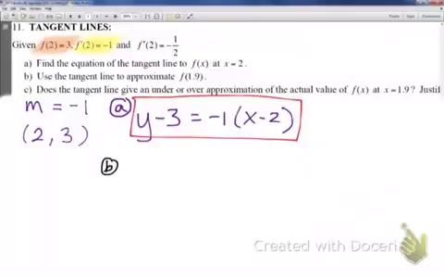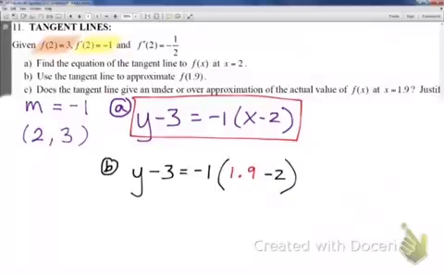Say it again. Plug it in. Yep, plug it in. If you want to approximate f of 1.9 using the equation of the tangent line, plug in 1.9.